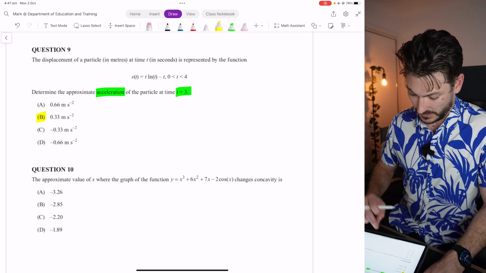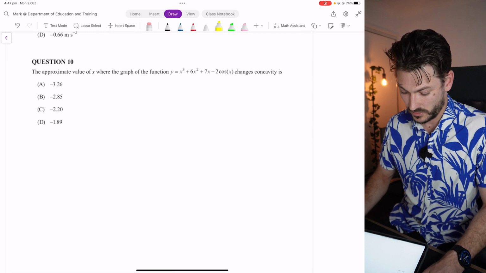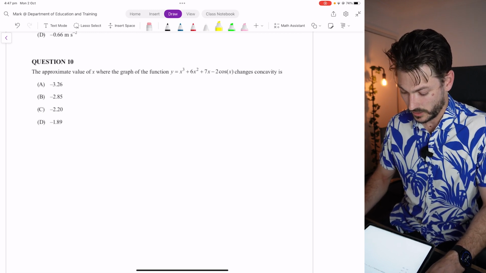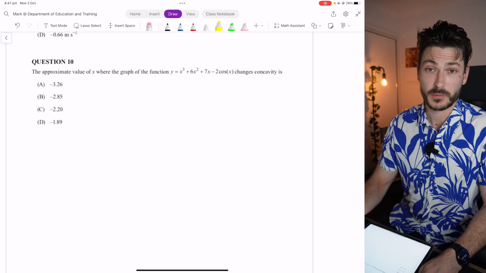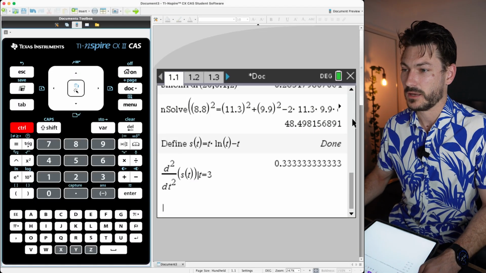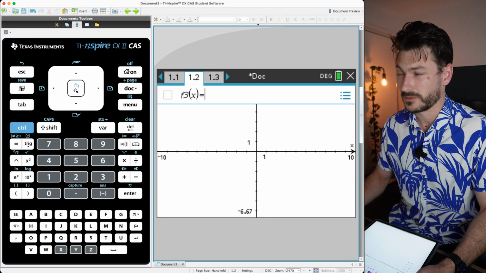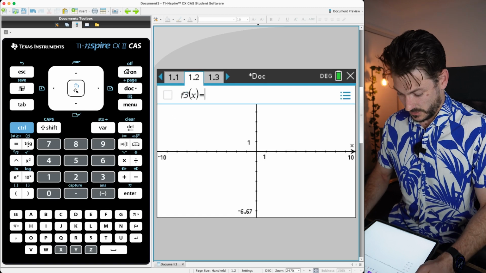And last but not least, we have question 10. It asks for the approximate value of x where the graph of this function changes concavity. Okay, so if I'm going to be graphing something, I'm going to be going to my graph. I might add in a new graph so I don't have all those other graphs on my graph. I said graph many times in a row. Let's just type it in here.